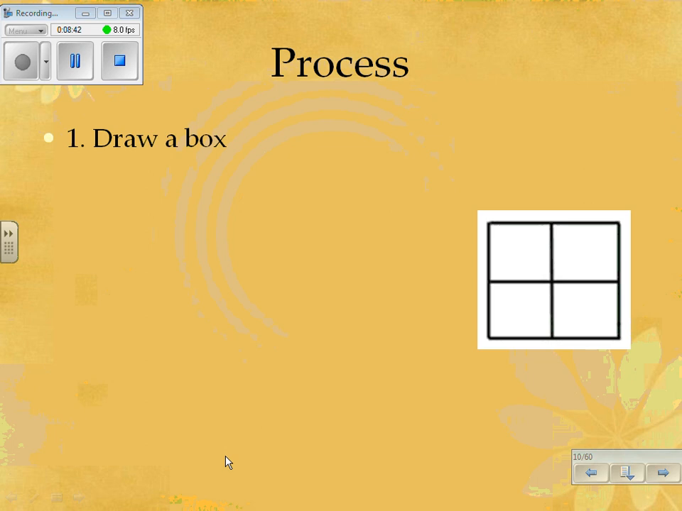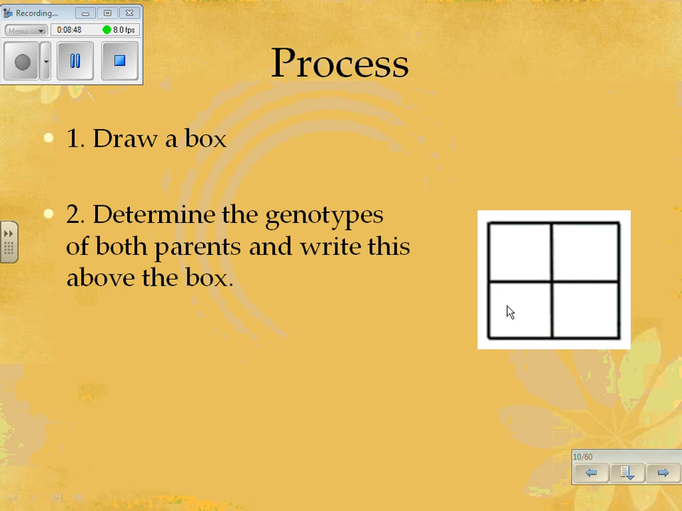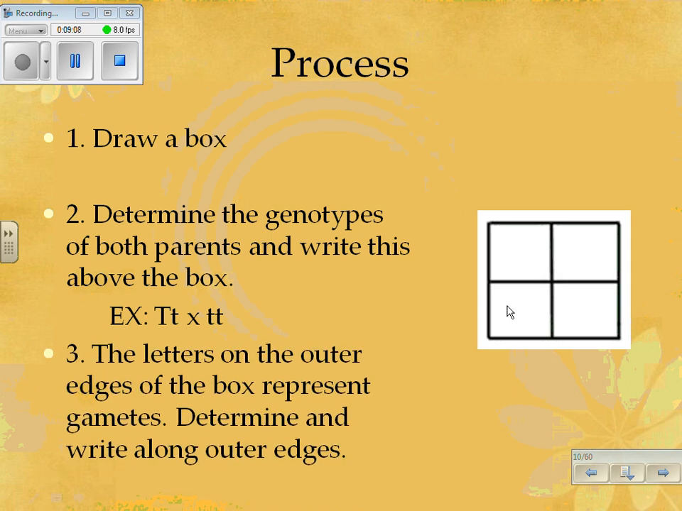So if we look at the process, the first step is to draw a box, just like this, 4 squares. The reason we have 4 squares is that the whole purpose of this is to determine the genotypes of both parents and write them above the box. So for example, if we have a big T, little t individual and a little t, little t individual, and those 2 want to have offspring, we would use a 4 square box to determine what their offspring would look like.